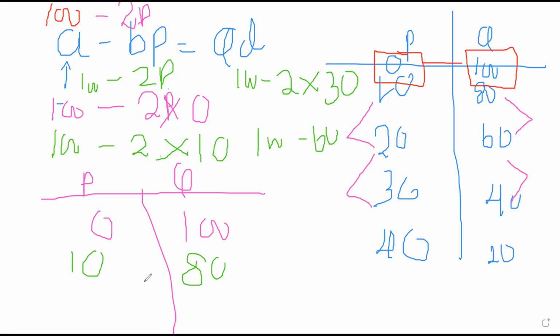When price is equal to 30, the quantity is 40. Right. So likewise we can calculate.